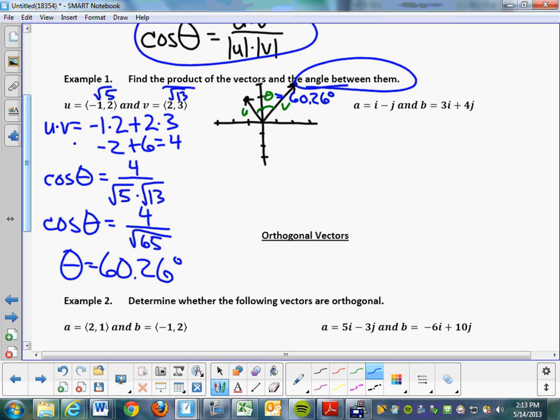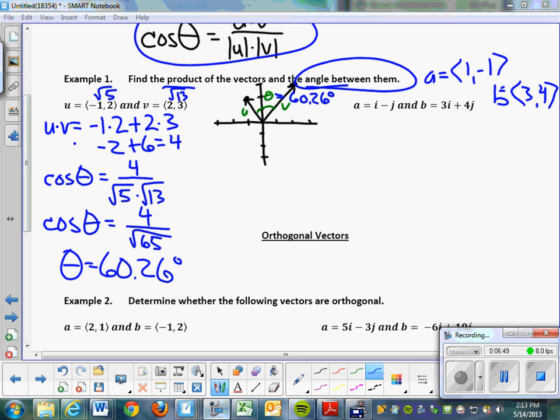What I would like you guys to do is do the next example on your own. Now, don't be confused when it says that A is equal to i minus j. That could just be rewritten as what? 1, negative 1, and B would be 3, 4. So that's just vectors in ij form. Just write it like that. A and B are the same as u and v, okay? Those are just the names of the vectors. Go ahead. I'll pause this.